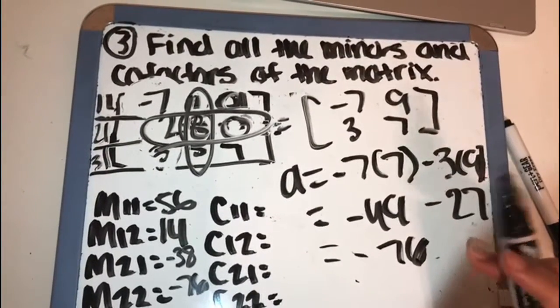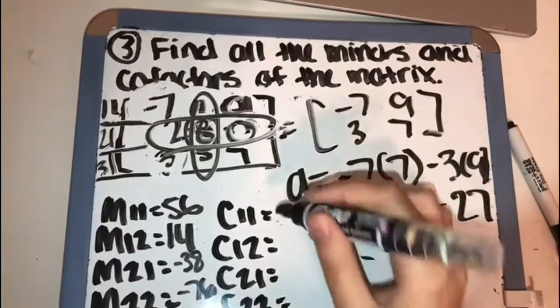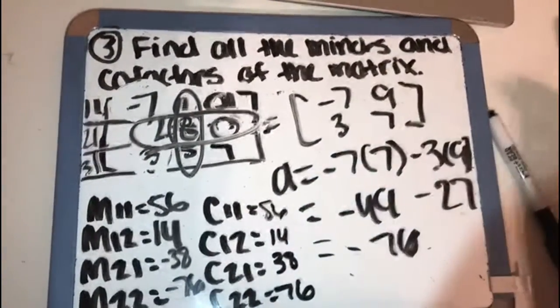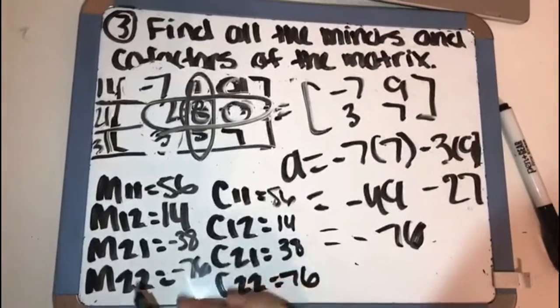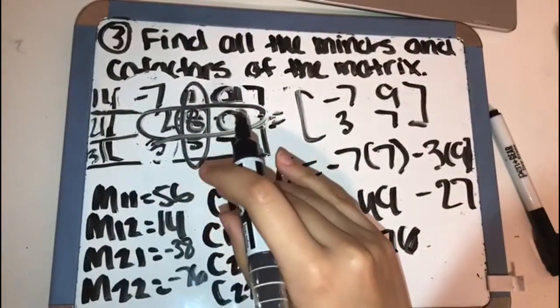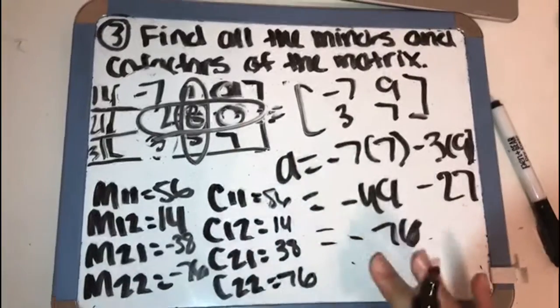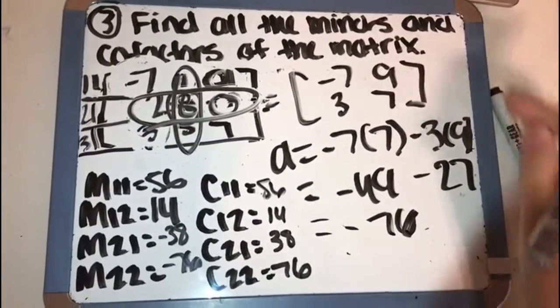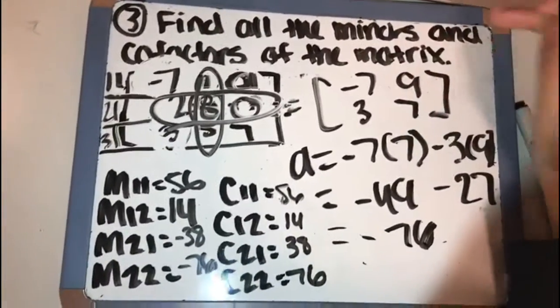So I'm pretty sure it's gonna be 56, 14, 38, and 76. So this is the cofactor, this is the minor, it's just the opposite, but because of the matrix, it's gonna be all positive instead. But this is how you solve the minors and the cofactors of the matrices.